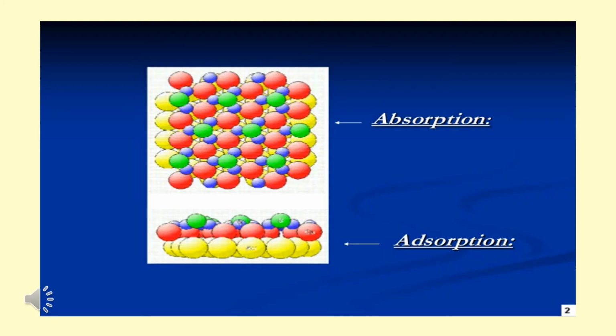This picture also tells about absorption and adsorption. Absorption is a substance penetrating into another substance, whereas adsorption is the accumulation of one substance on the surface of another substance. Okay, students?